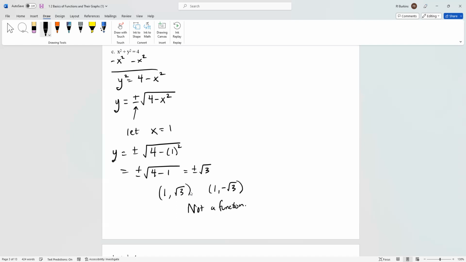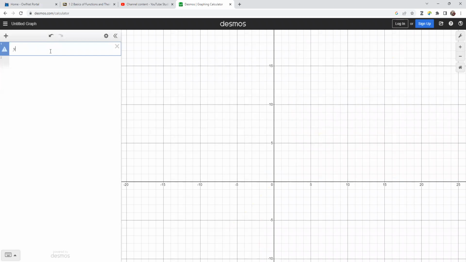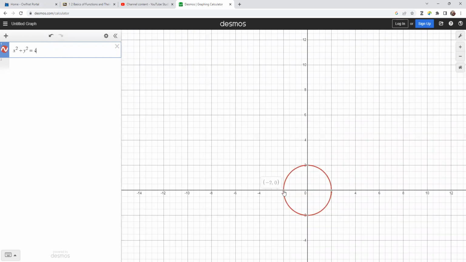All right, and let's just take a look at the shape. As we said, we believe this is going to be a circle. So here I'll actually put it in that form. We want x squared plus y squared, added together, equals 4. And you see we get a circle, and notice the radius is 2.